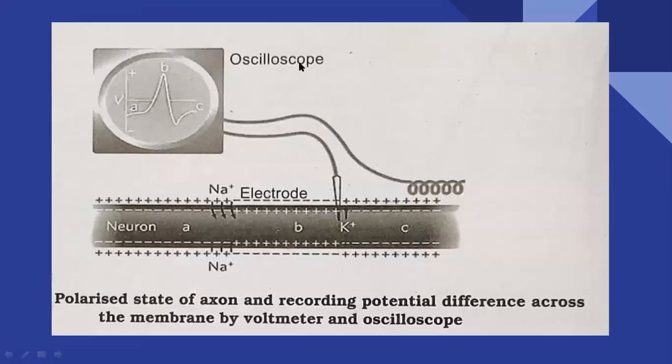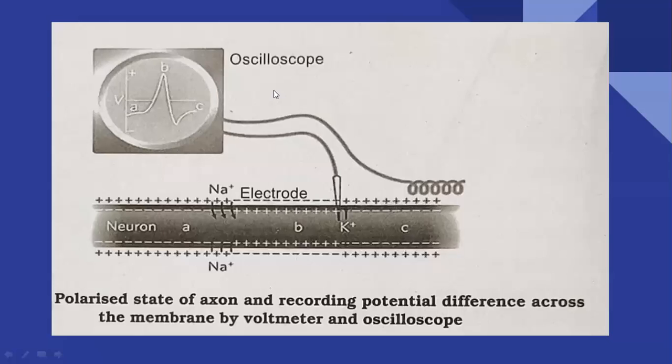Another machine also can be used to measure the potential differences inside this neuron, and that machine is called an oscilloscope. In this oscilloscope also, electrodes will be placed, one inside this neuron, one on the outside of this neuron, and these two electrodes are connected to the oscilloscope. In the oscilloscope, we can see the potential differences in a wave-like form. This is just like the ECG machine.